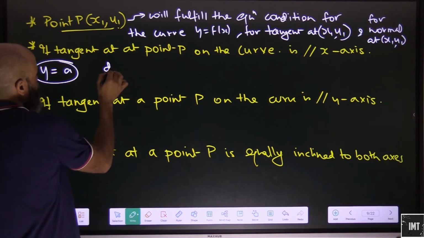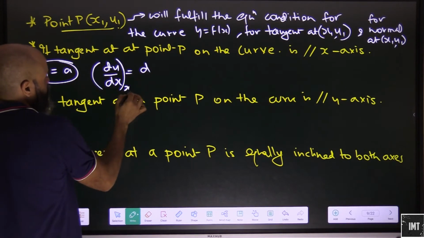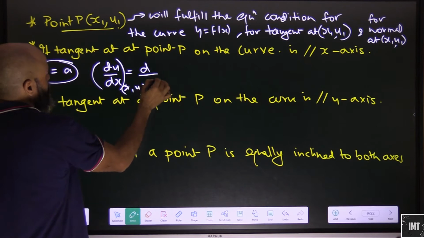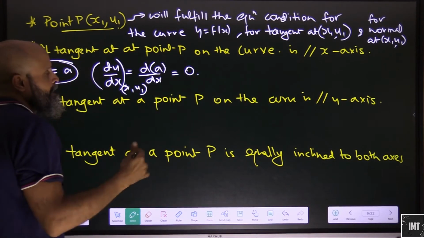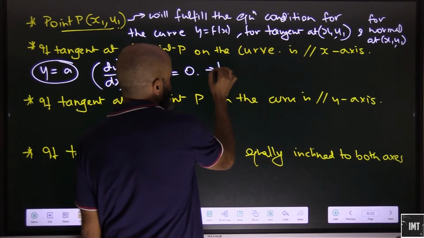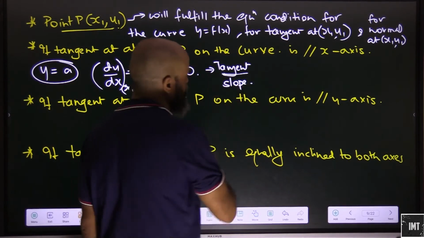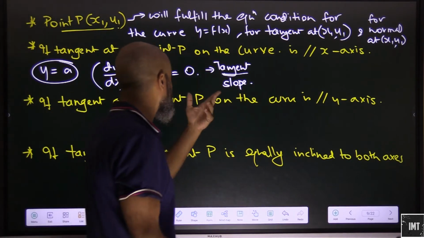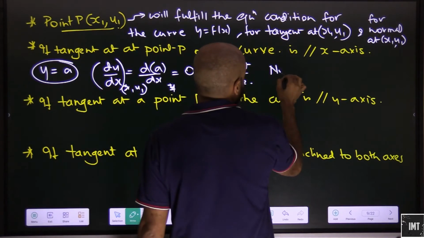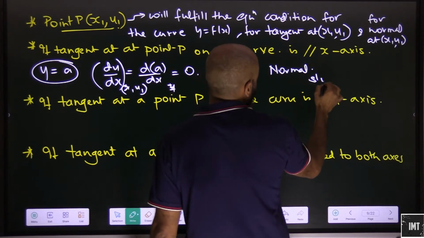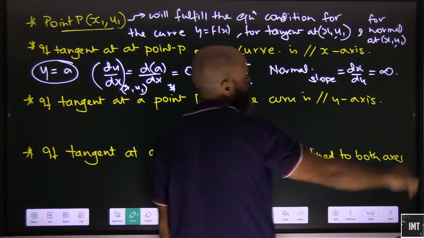So what will we have? dy/dx at (x1, y1) will be equal to d/dx of a, and this is basically a constant, so we will get 0. So this is the tangent slope. The slope of the tangent is going to be 0. If we talk about the normal, obviously the slope of the normal will be equal to -dx/dy, and this is going to be infinity.